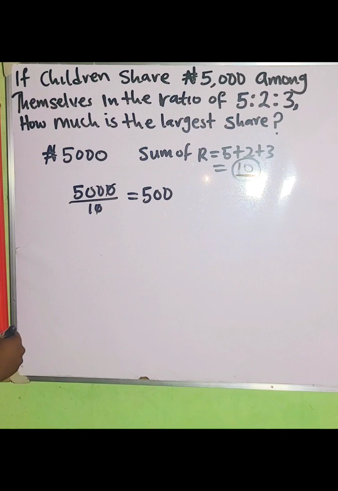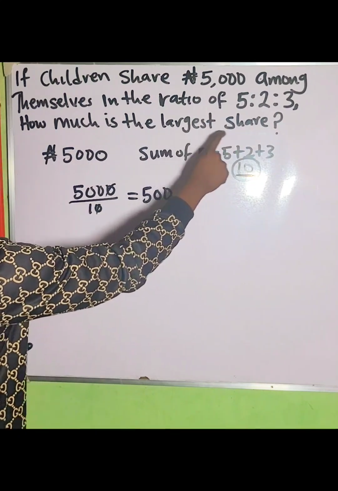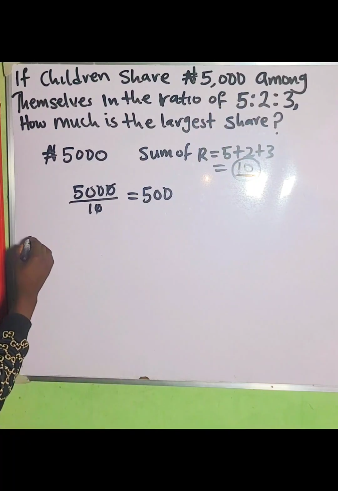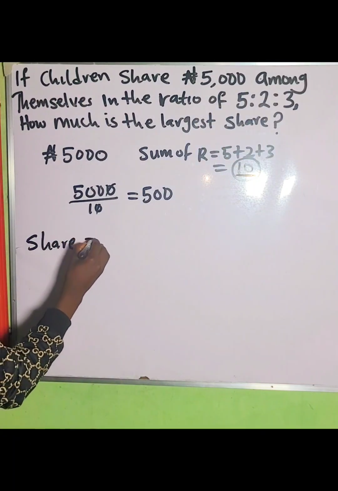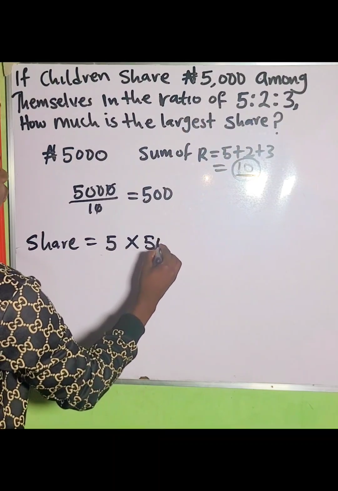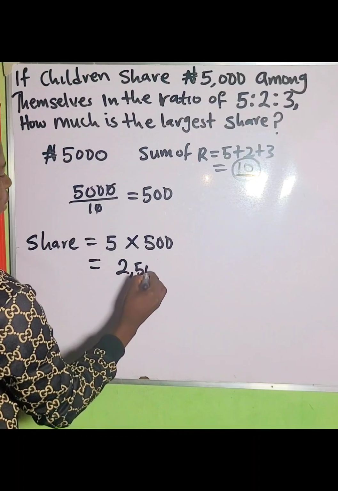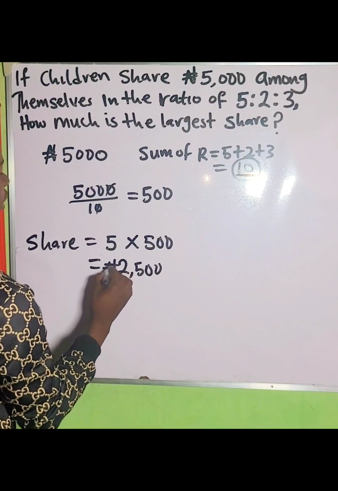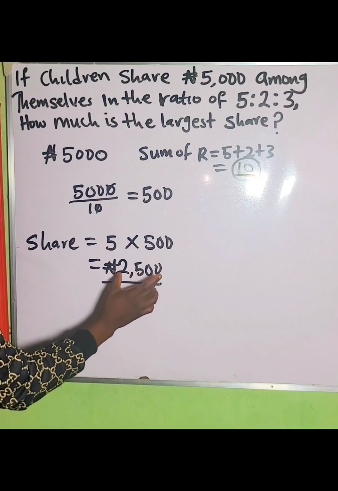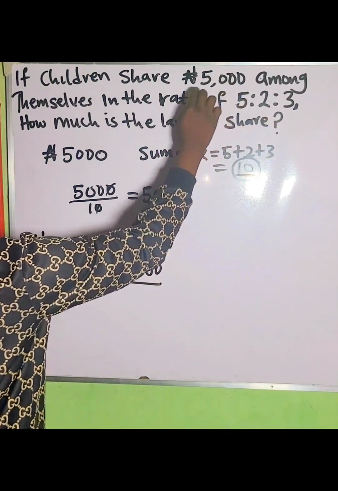Now, to do the sharing, remember the question says the largest share. So the largest share is going to be the largest ratio, which is this 5. So the share now is going to be 5, which is the largest, multiplied by 500 naira. So 5 multiplied by 500 is going to give us 2,500 naira. So therefore, the share of the largest person is going to be 2,500 naira, using this ratio, and 5,000 is given to share.